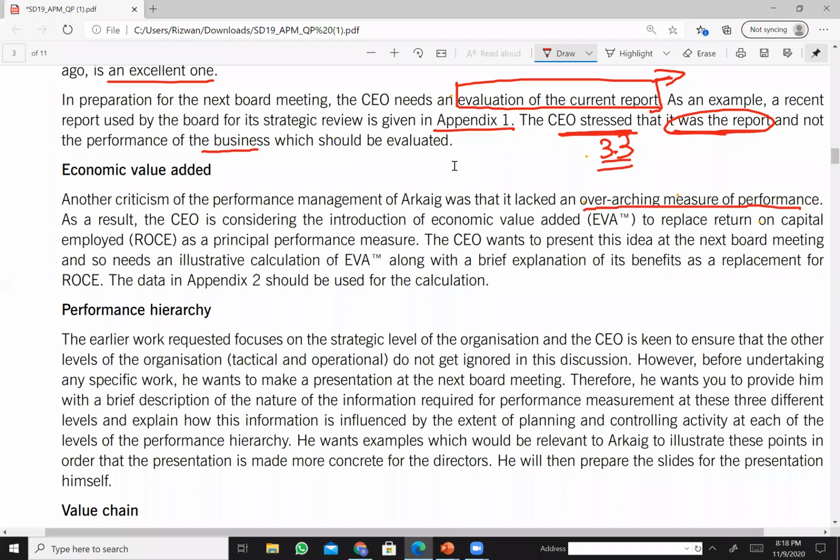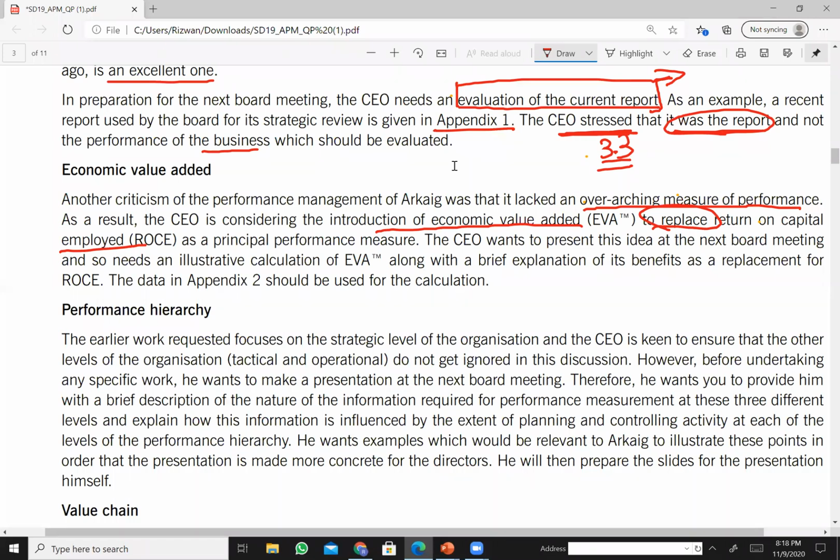As a result, the CEO is considering the introduction of EVA to replace return on capital employed. Now, this is the concern. The concern is: replace EVA with ROS. Is ROS an indirect measure of shareholder value creation? Yes. So replace EVA with ROS.